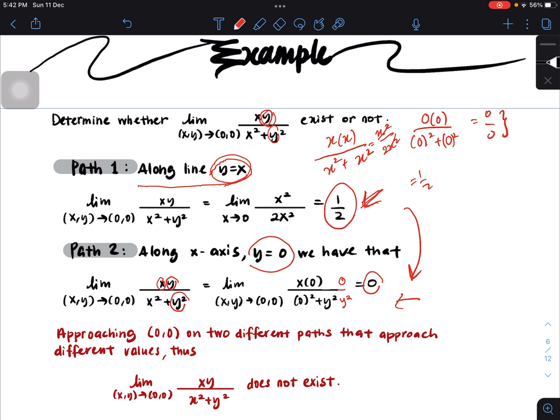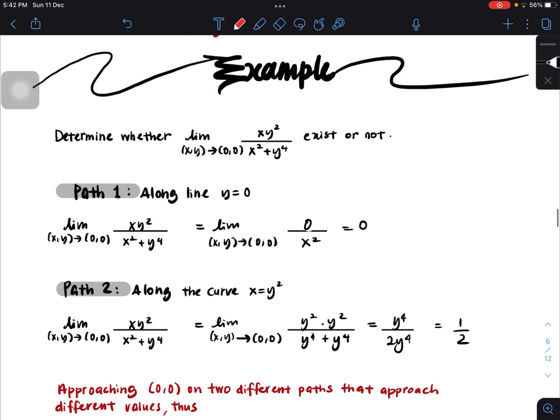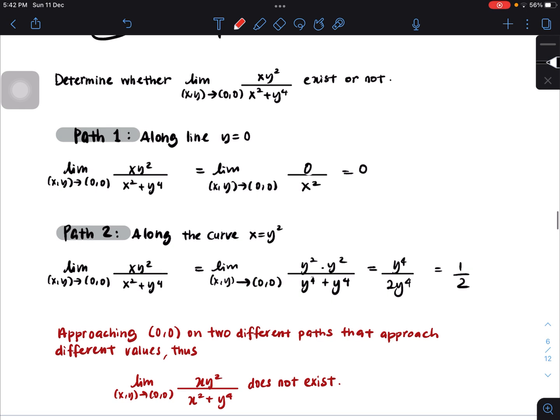So you need to play around. Okay, so if you see that the value is equal, you need to find another path, before you can conclude the limit exists. Okay, and how to find another path? You just look at the function here. How can you make this function simpler? And then you can substitute the value and make it a path. Okay? Okay, let's see another example here.